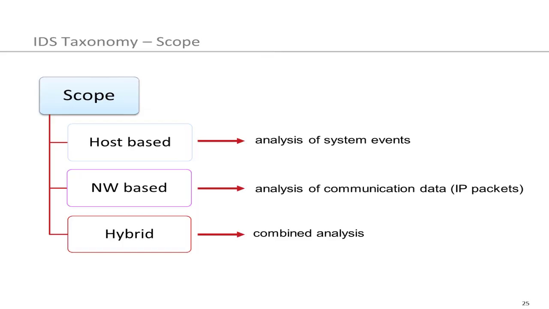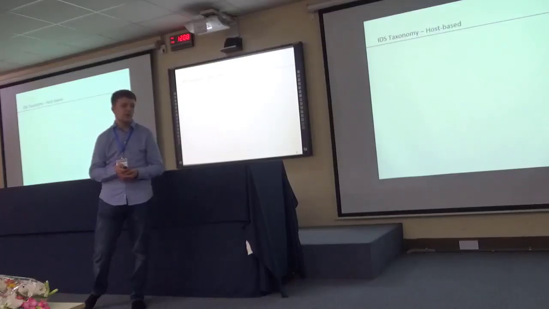So here the scope, as I said, the first one would be analysis of system events, so files, processes, sockets maybe also. The second would be network-based, so really looking at the IP packets, what protocols are there, what payload is there, if you can see it, if it's not encrypted. And usually you have the hybrid that is combined.